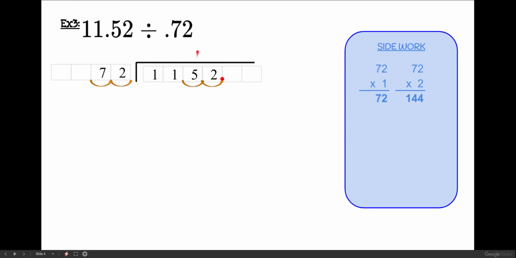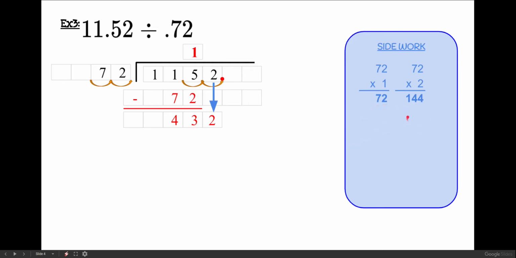Doesn't go there, doesn't go there. It goes right over here because it goes into 115. So you're going to put it right over there. 72 times 1 is 72. And when you subtract that, 5 minus 2 is 3. 1 minus 7, well, you're going to have to borrow. So 11 minus 7 is 4. And bring down the 2 next. So now we have 432.